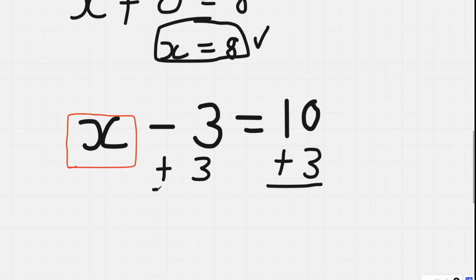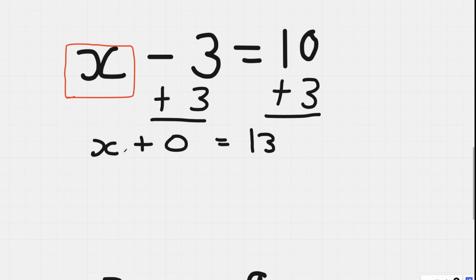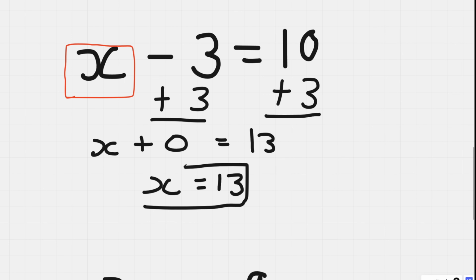So I get x, and negative 3 plus 3 is just 0. And 10 plus 3 is 13. So I get x plus 0, which is x, equals 13. And once again, you can check it by putting it back into here. 13 minus 3 is 10. So I know I got this right.